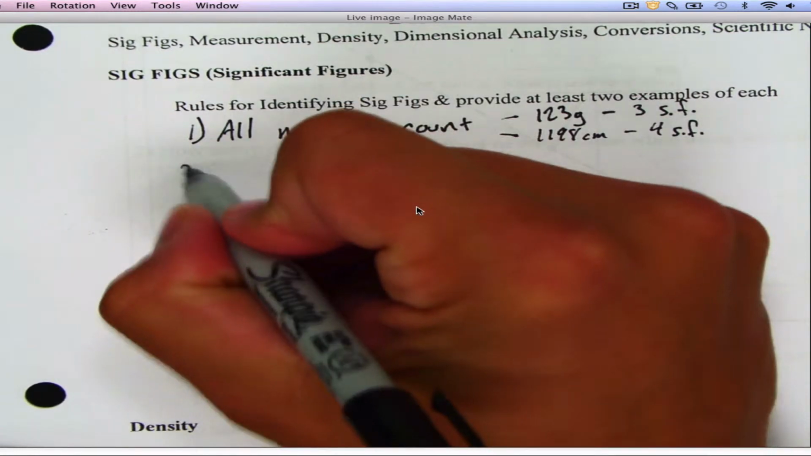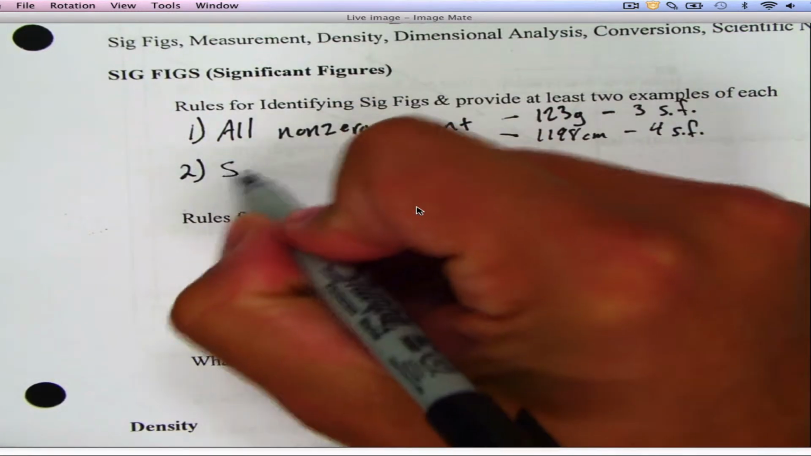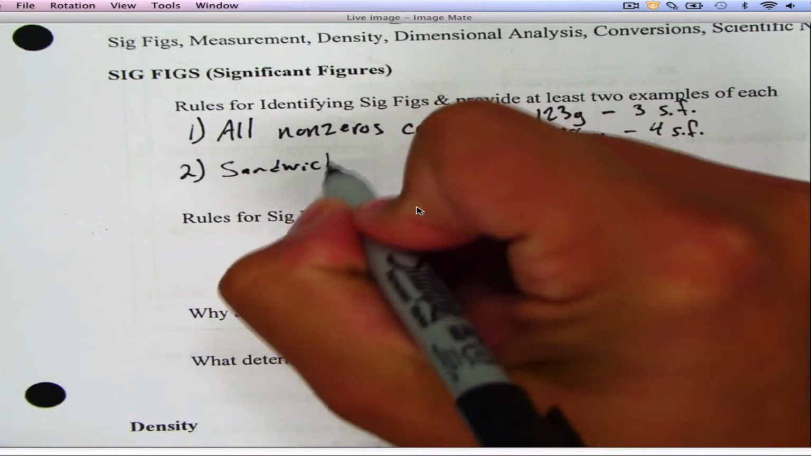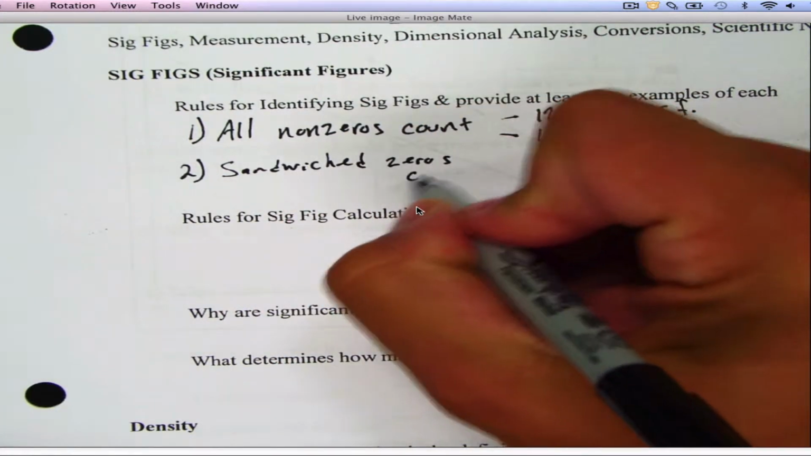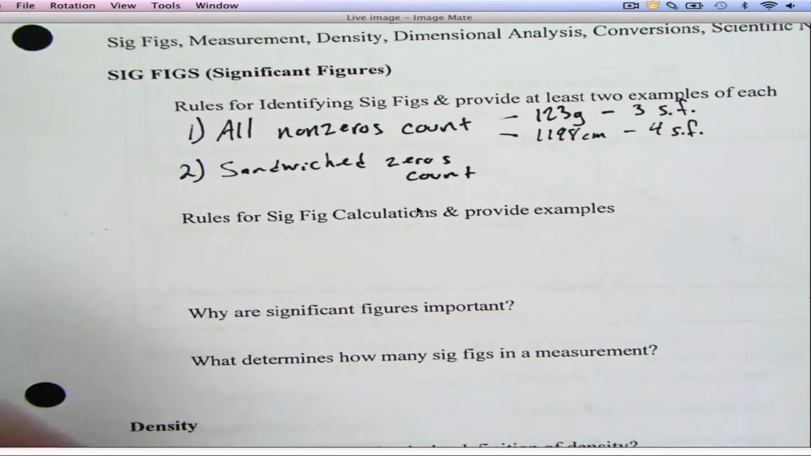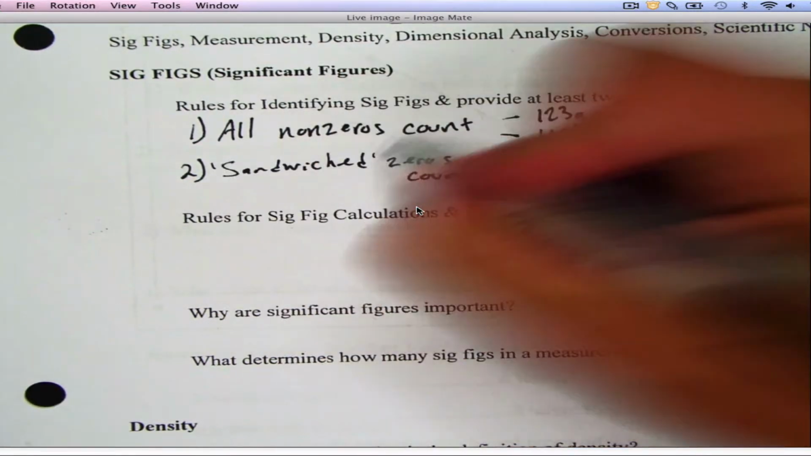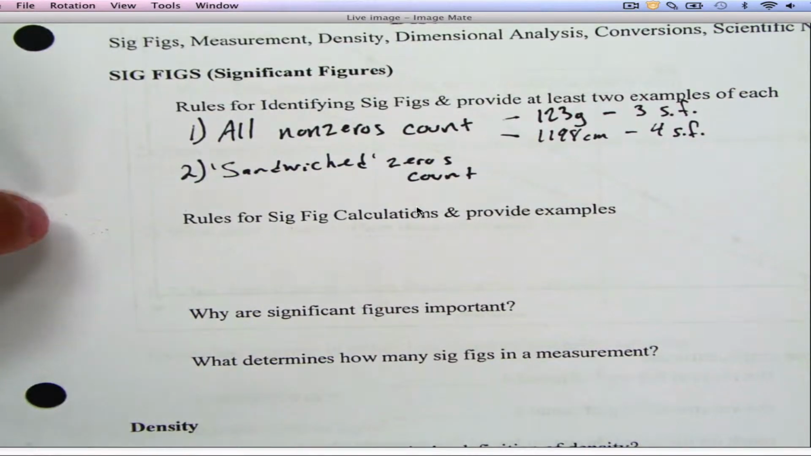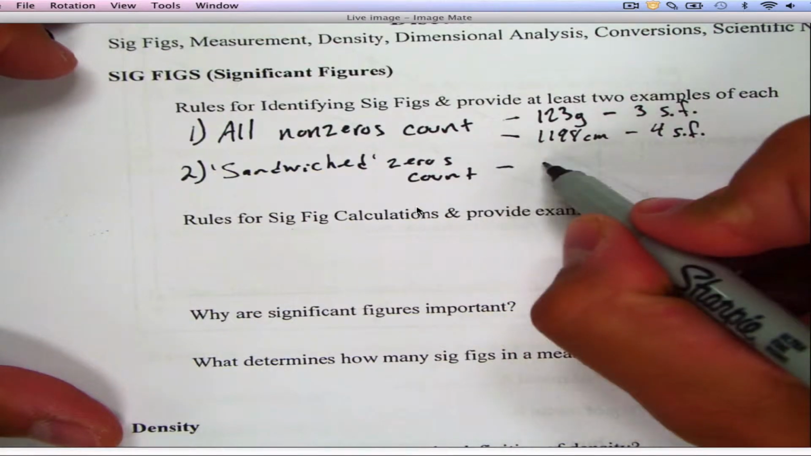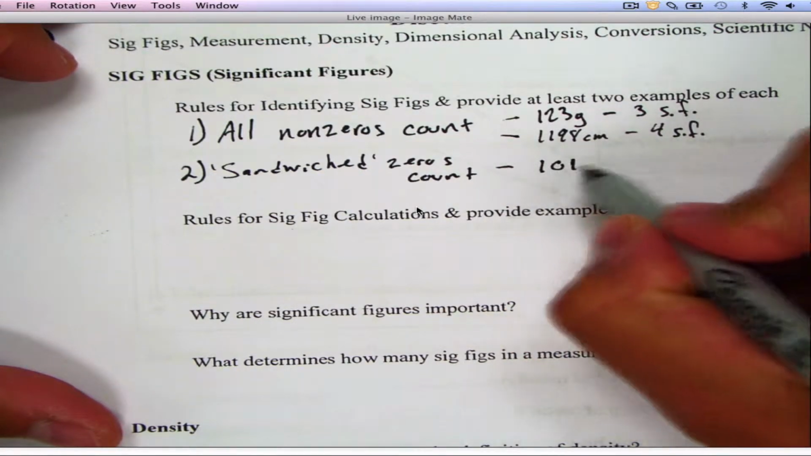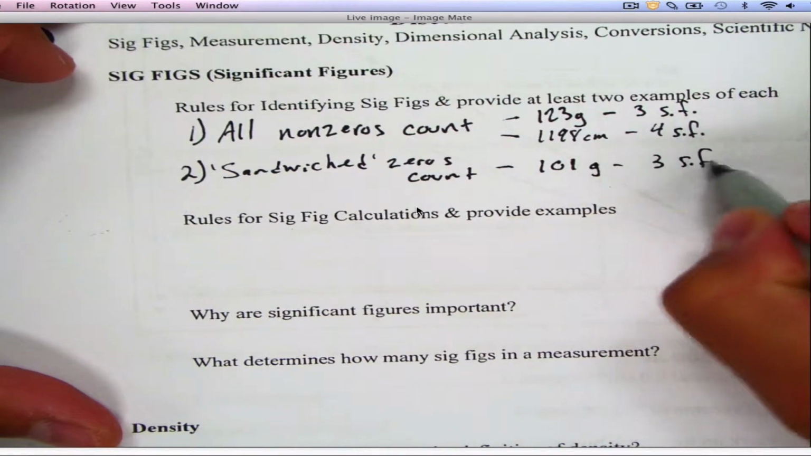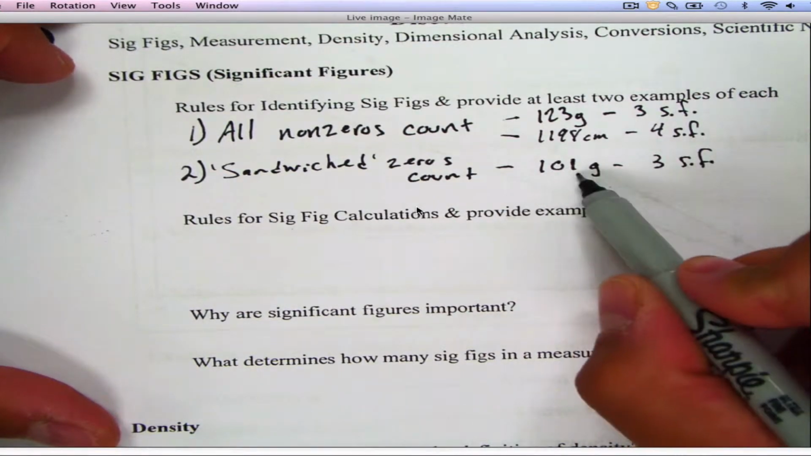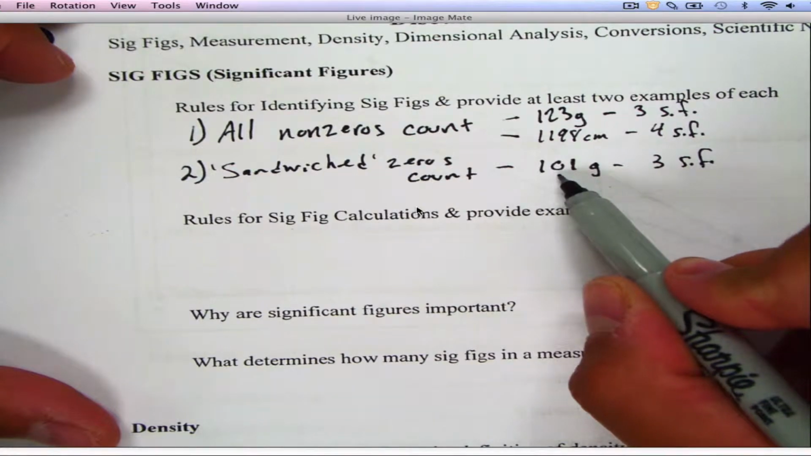Second rule, sandwiched zeros count. Okay, so when I say sandwiched zeros, that means they're in between non-zeros. So sandwiched zeros mean they're in between non-zeros. So an example of a sandwiched zero would be like 101, say grams. That would be 3 significant figures. Here's why. We have a non-zero, and a zero in between. That would be a sandwiched zero right there.